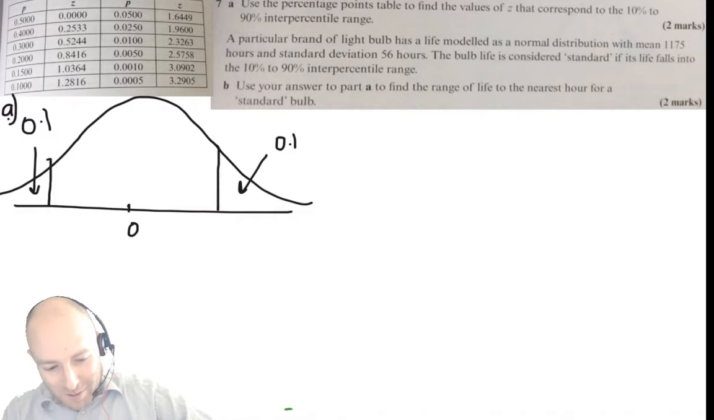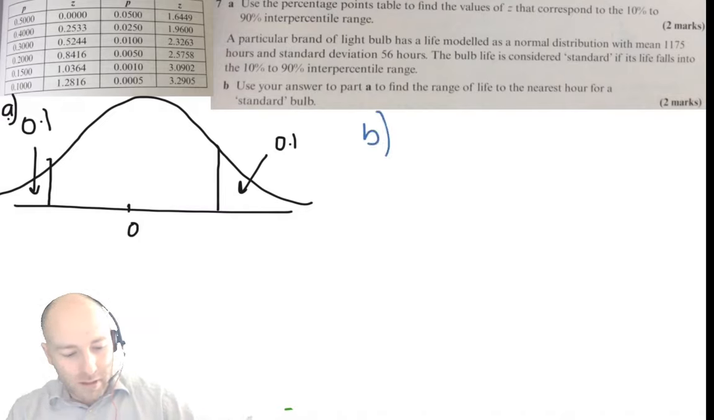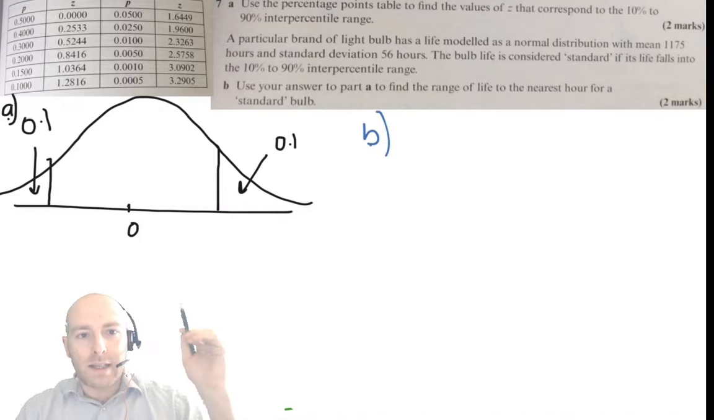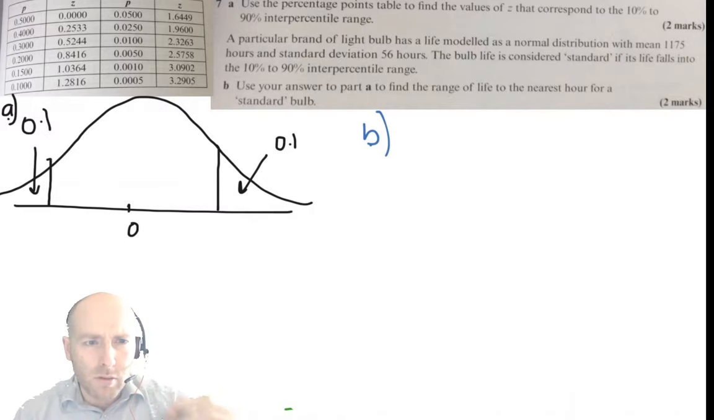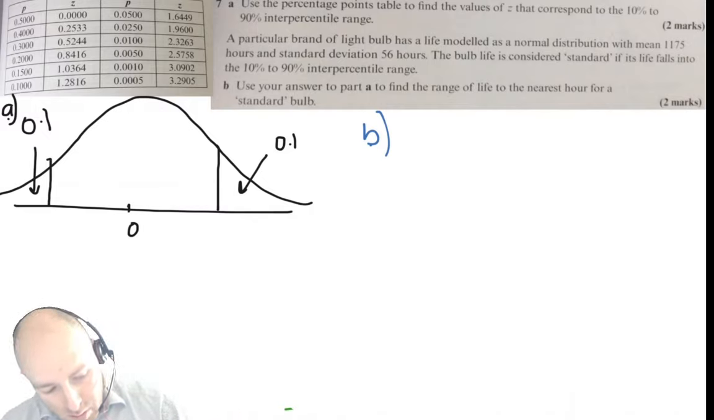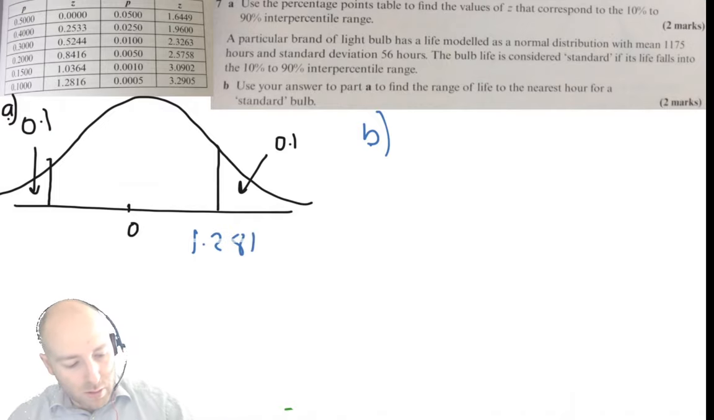All right, so part B. Oh wait, we haven't done part A yet. So looking in the table, we know greater than, which is this region here. If you look in the table, it is 1.2816. So the other one is going to be minus 1.2816.